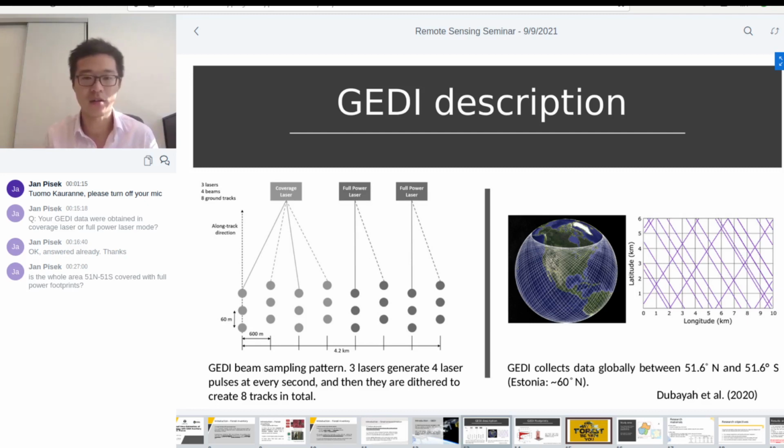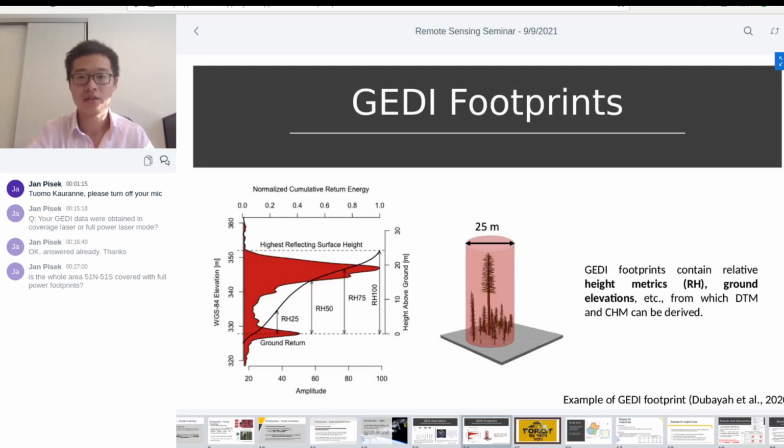And this is a typical standard GEDI footprint. As you can see, on the left-hand side, GEDI contains information about ground elevation and also some information about the forest canopy, but most importantly the height metrics, and from the height metrics you can also derive the ground elevation, canopy height, and canopy height models.